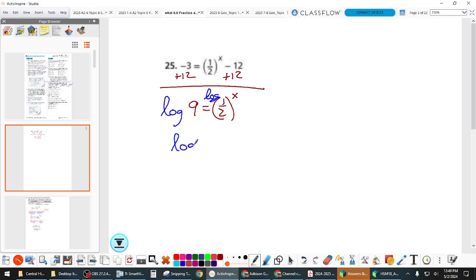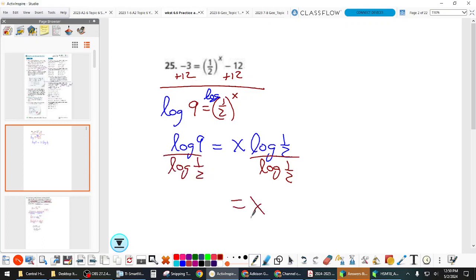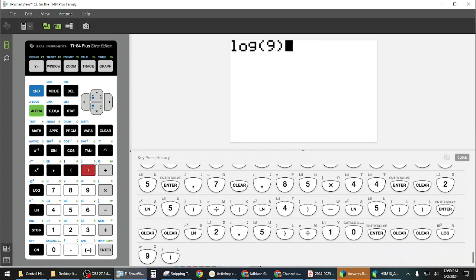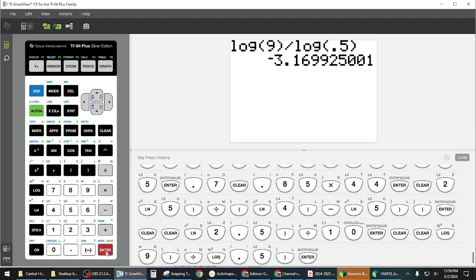Okay, so we get log of 9 and x log of 1 half. That allows us to pull that x out front and then just divide by log of half. Now, let me finish this one to give you a number, but then I have a question for you. Are you being careful with your parentheses when you do these? Because, as you know, the logs always put one up here. So negative 3.2.